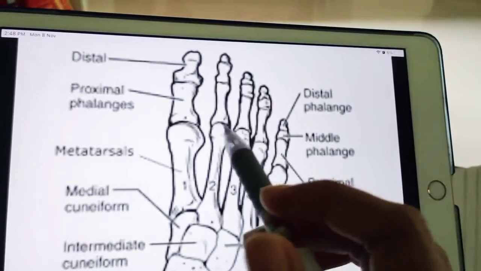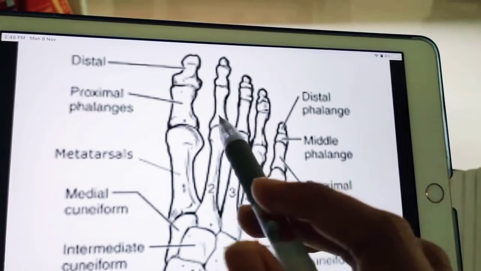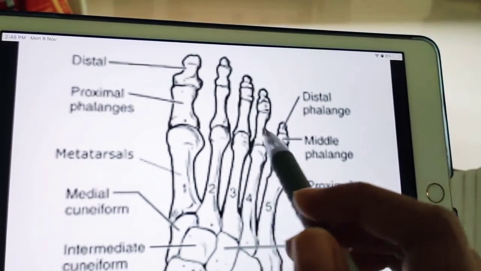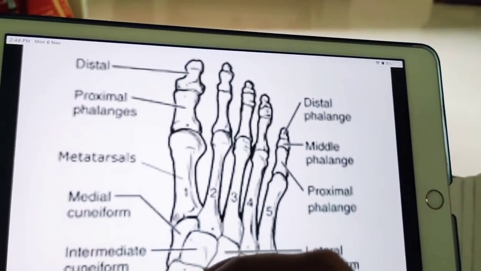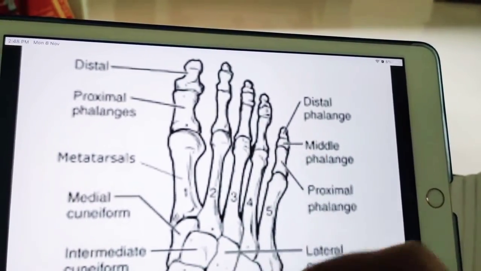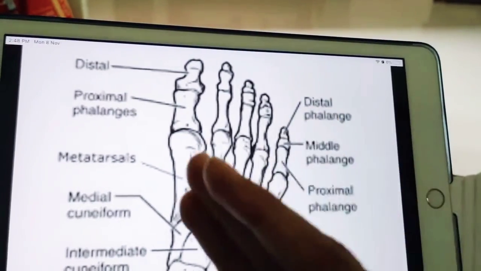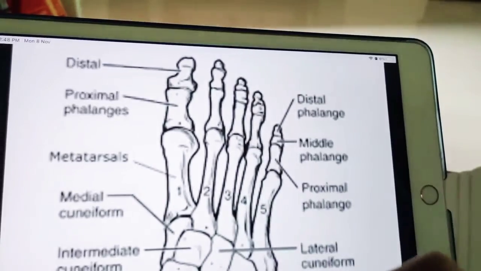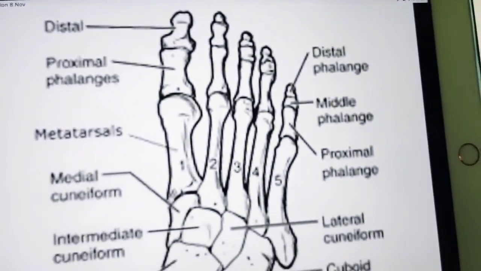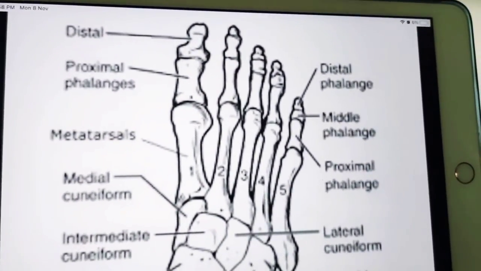Coming to the shaft and the base of middle phalanges. Flexor digitorum brevis attaches on each side of the shaft on the plantar surface and extensor expansion on the dorsal surface. So on the flexor side, the plantar side, flexor digitorum brevis will give attachment, and on the dorsal side there is extensor expansion for the base and shaft of middle phalanges.